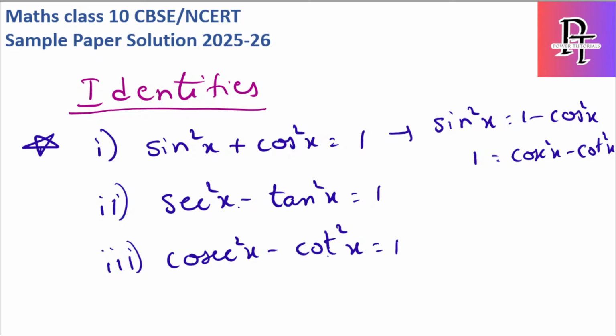Okay, same way I will derive the second one. Here I will keep cos square x and move the sin square x, so it becomes 1 minus sin square x. Now if I divide cos square x on both sides, I will get 1 is equal to secant square x minus tan square x, which is nothing but the second identity.